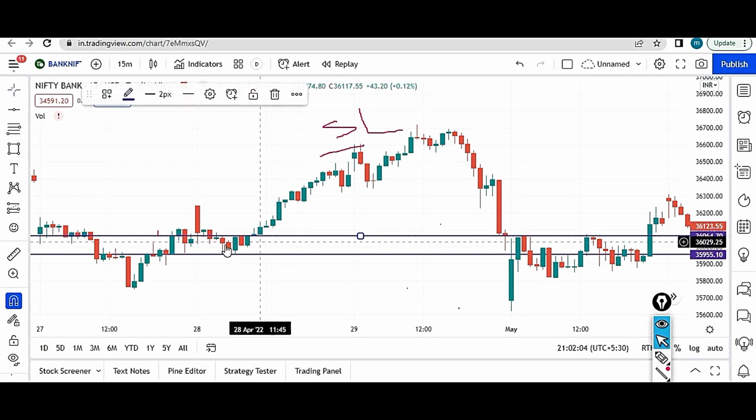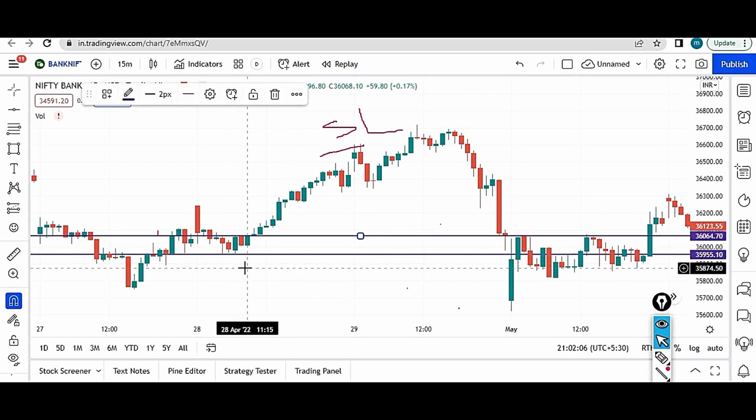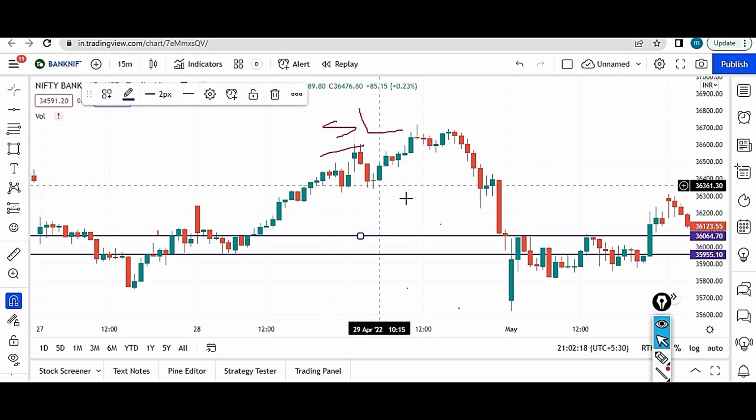Practice this as much as you can, okay? Watch up to 5 to 6 months of previous charts. Then only you can identify very quickly. You can enter here at 36055, and you will exit here at 480.